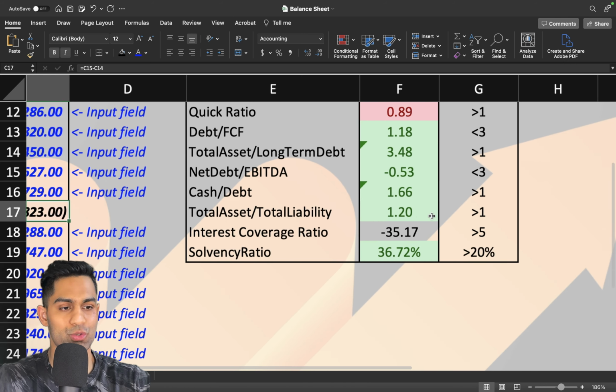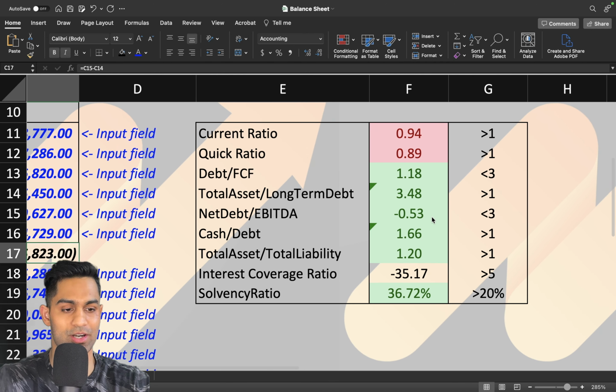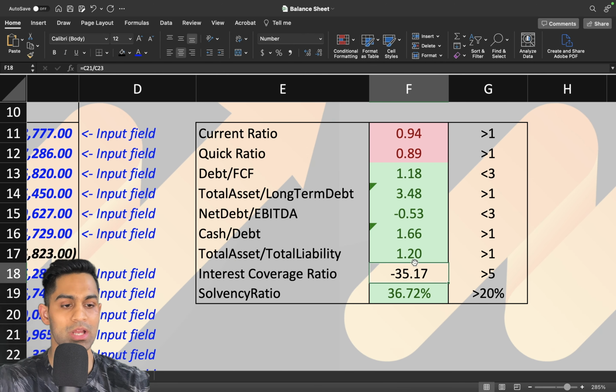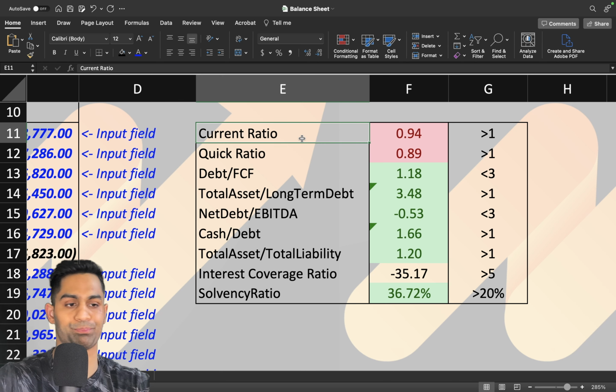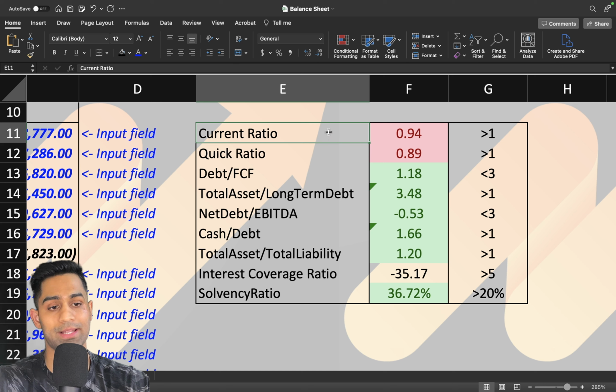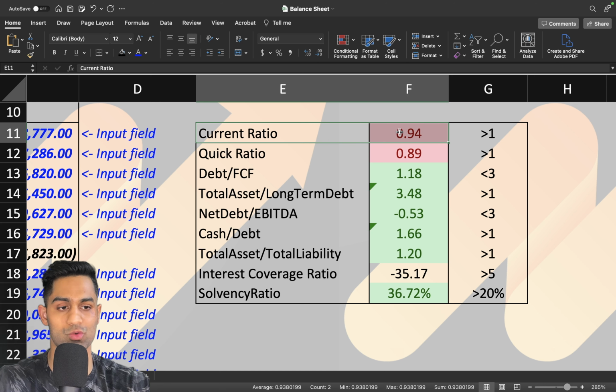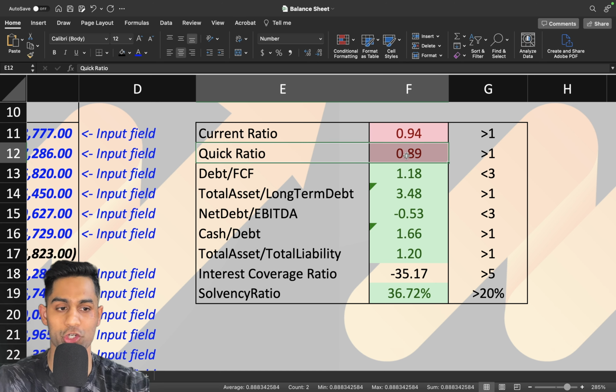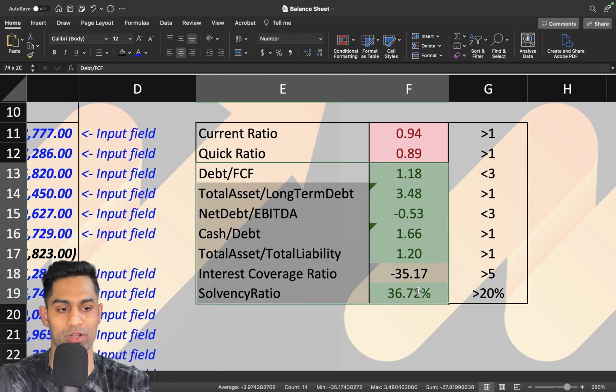So now we move over to some of these metrics, and these are the ones that are really, really important. And what this really means is, let's just go over it one by one. So for Apple, and these are color coded, by the way. For current ratio, you'll notice that we are red. Quick ratio, we are also red. Everything else, we are green.